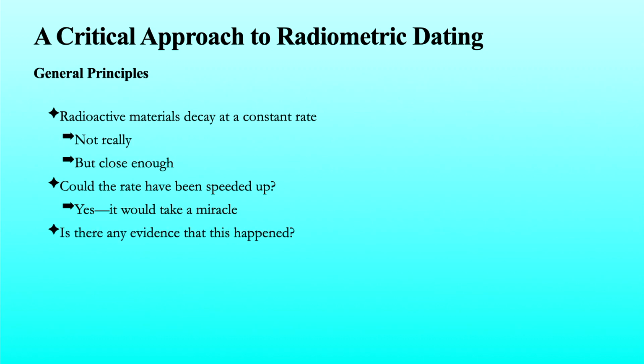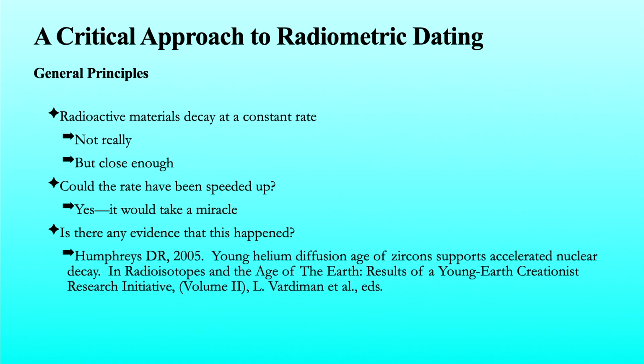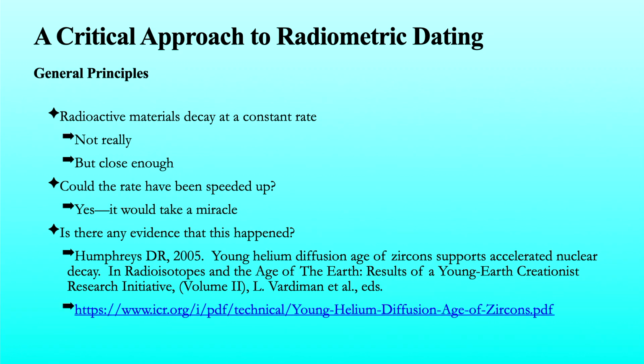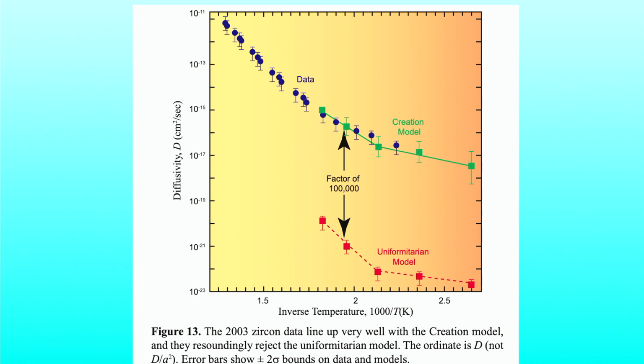Is there any evidence that this happened? Actually, yes, there is. There's a paper which is part of a book called the RATE book, Radioisotopes and the Age of the Earth, and you can get it online if you want. Don't worry about that. That'll be in the paper that accompanies this talk as well. Okay, and they have a graph that really shows what they were doing.